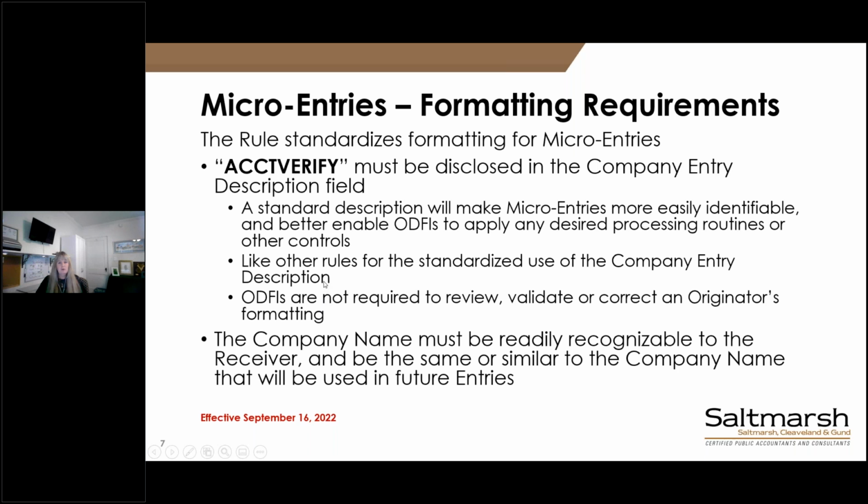It's also going to require that the company name in that company name field, which should be the originator, be readily recognizable to the receiver, which it should be anyway. If the receiver doesn't know what it is, they're probably going to send it back as unauthorized. So it should be readily recognizable to the receiver and be the same or similar to the company name that will be used in future entries. Whatever is in the company name field when you send micro entries should be the same or similar when you send actual future entries. So that is very easy on the formatting requirements.